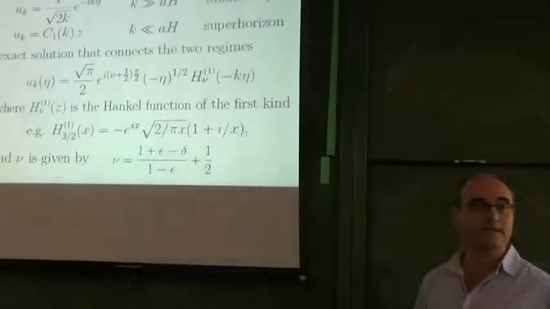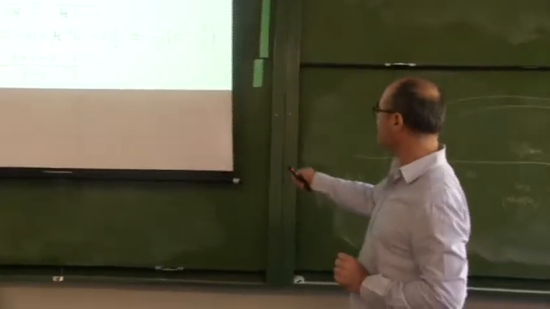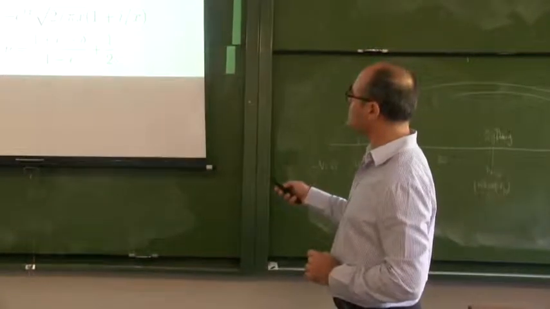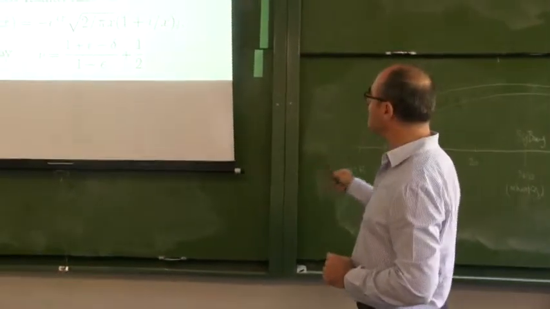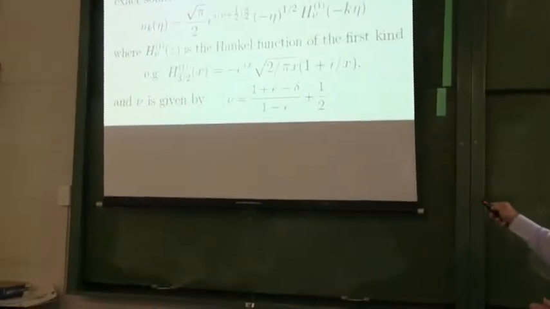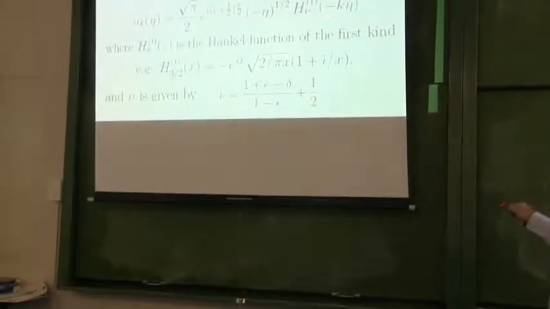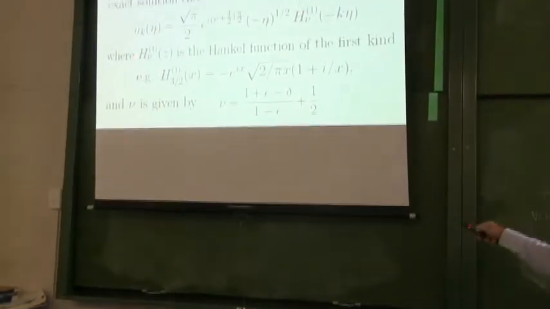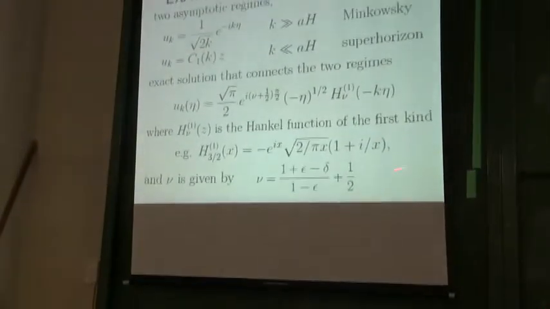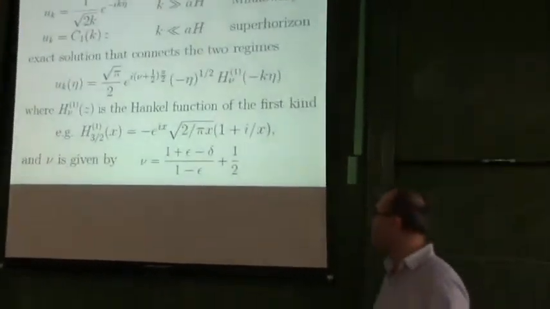Right, so what are those solutions? Well, fortunately, that is a very simple equation, at least if the potential is of this type, and one can solve exactly for epsilon and delta sufficiently constant. And this is the exact solution, which has asymptotically these two behaviors. It looks horrible, but it's not. It's a simple expression in terms of the Hankel function of the first kind. For instance, for nu equal to 3 halves, which will correspond to exactly de Sitter, epsilon and delta equal to 0, this would be the Hankel function. Nothing horrible, it's perfectly natural.